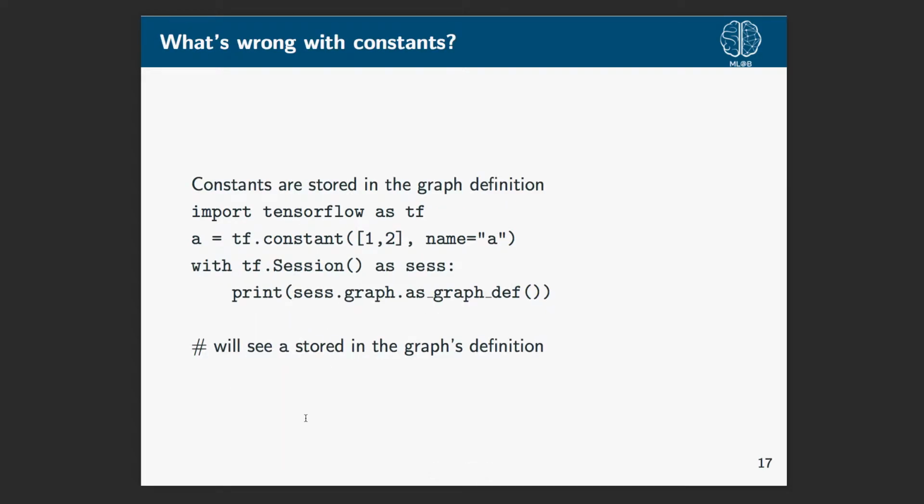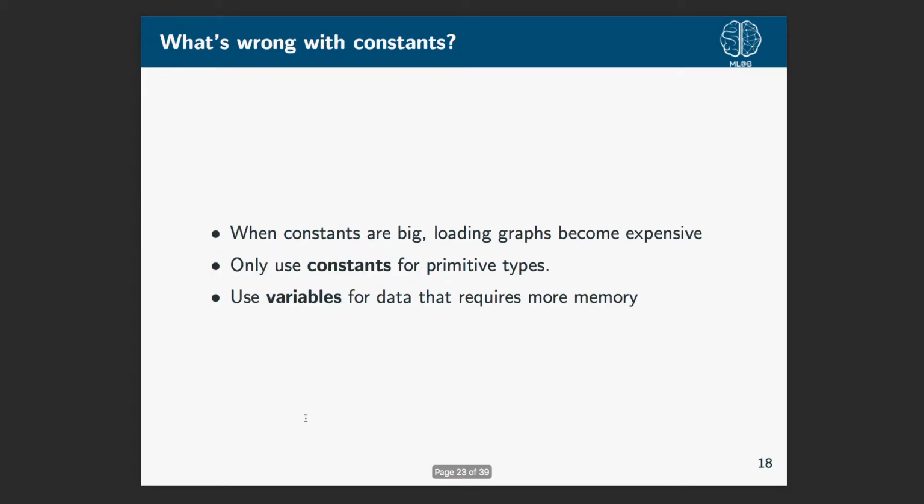So what's wrong with constants? Since they're stored in the graph definition, when constants get larger, loading graphs becomes very expensive. So please only use constants for primitive types, and use variables for data that requires more memory. Variables are only initialized when the session is run. I will hand over to Nikita to do a coding demo.